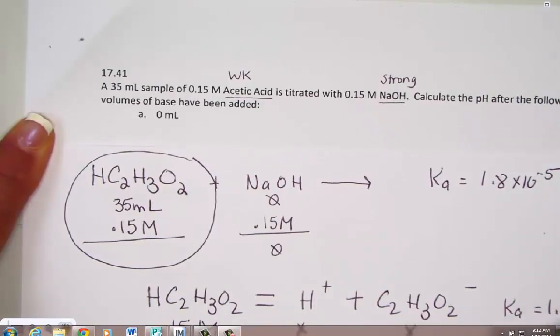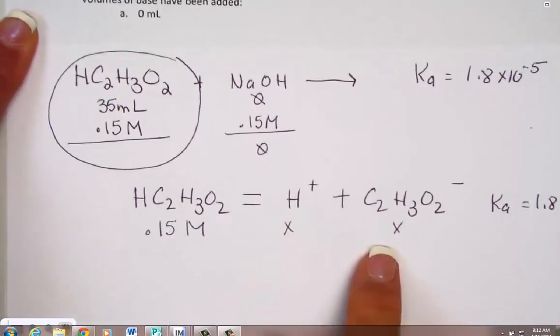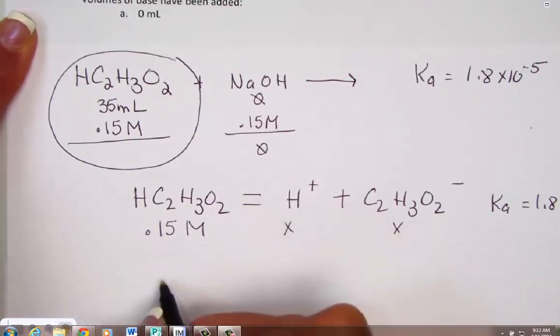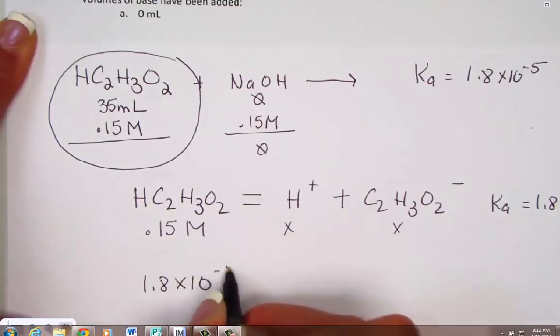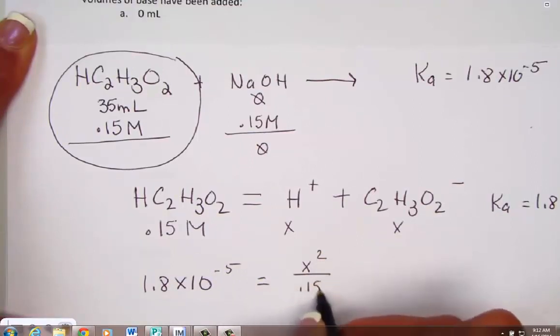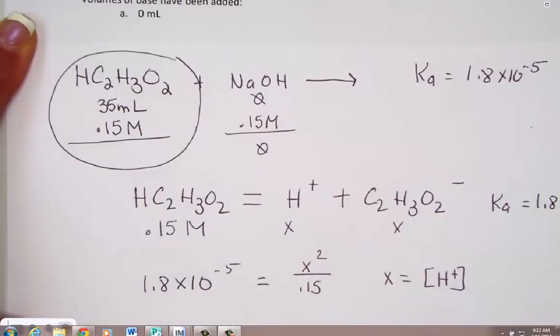So from our previous chapter, straight Ka problem. Let's call the hydrogen ion X, the acetate ion X. Technically this would be 0.15 minus X, but we can check that 5% rule. So the Ka, 1.8 times 10 to the negative fifth, is equal to X squared over 0.15. X is denoting the hydrogen ion.